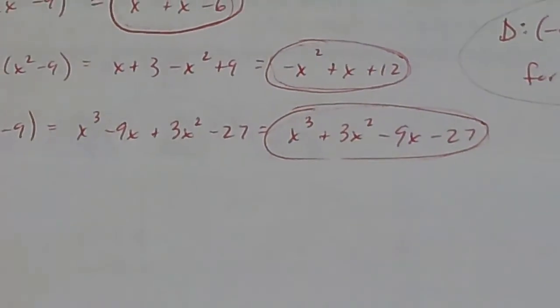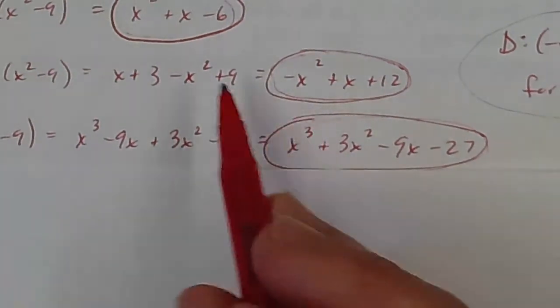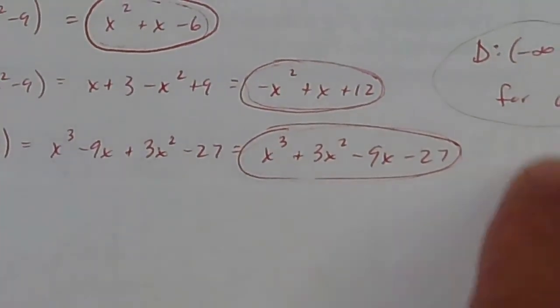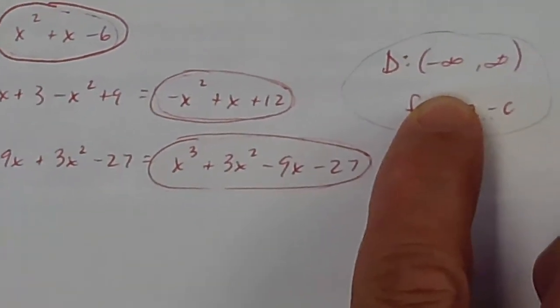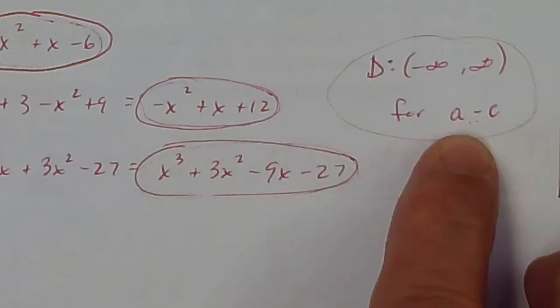Okay. Now all three of these, there's no problems with these functions, meaning we can plug in any number into these functions and get a real number as a result. So the domain is all real numbers. Domain is negative infinity to positive infinity for A through C.